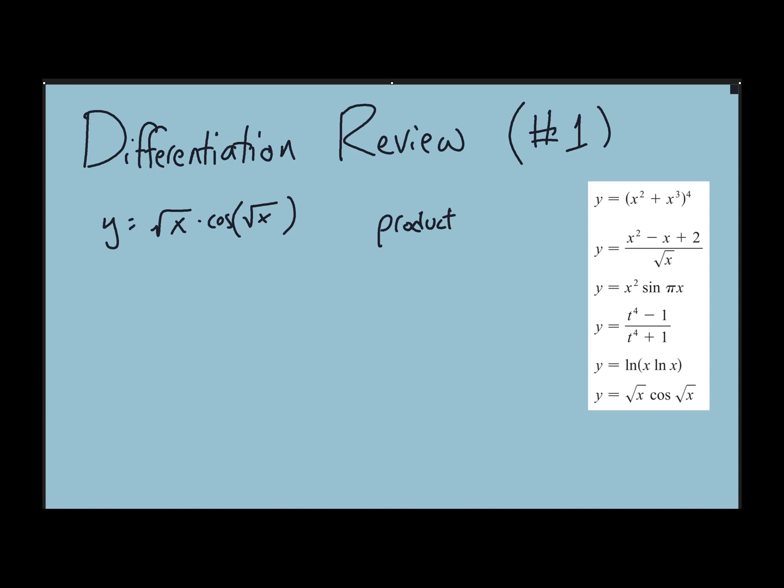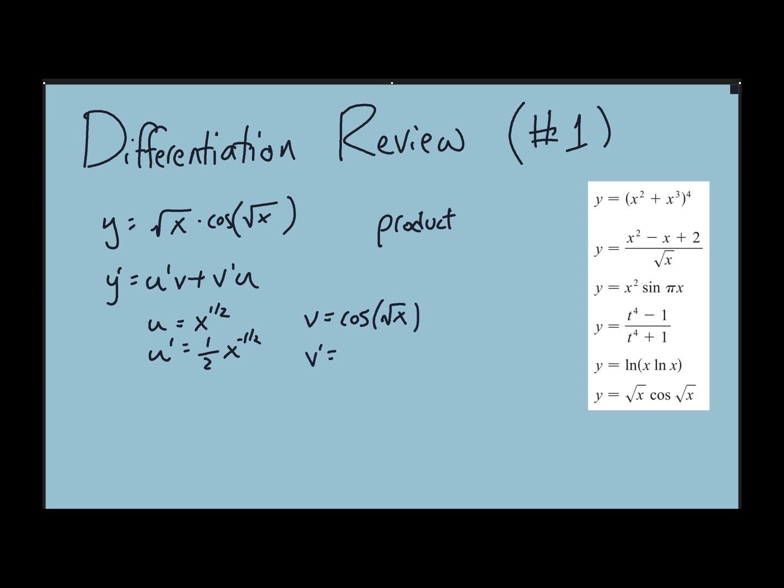I love keeping track of the rules we're using here. I think it really works us out. Now, product rule is going to be what? Y prime is going to equal u prime v plus v prime u. What's u? That's x to the 1/2. So u prime is going to be 1 over 2, x to the negative 1/2. V is cosine of root x.